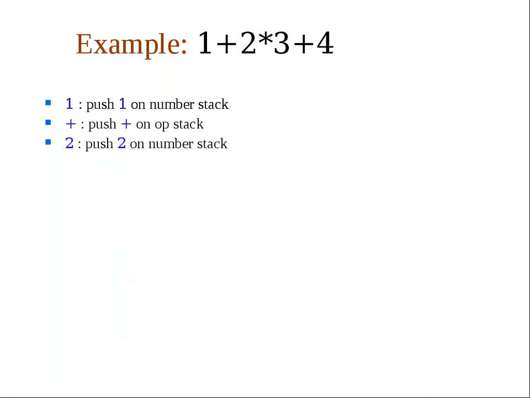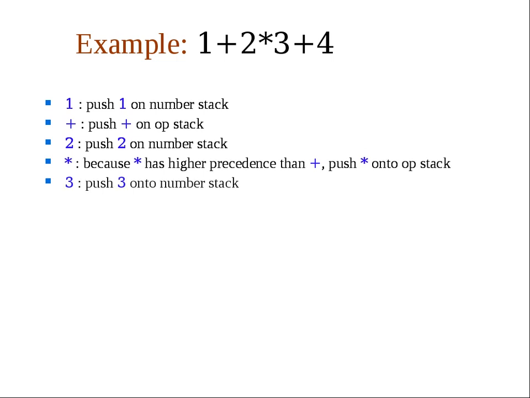So let's actually watch how this is done. So push 1 on the stack, put a plus on the op, push 2 on the number stack. We're good so far? Multiply, because multiply is higher precedence, push it on top of plus. You push multiplication on the stack, all right? So multiplication goes on the stack. Put 3 on the stack.